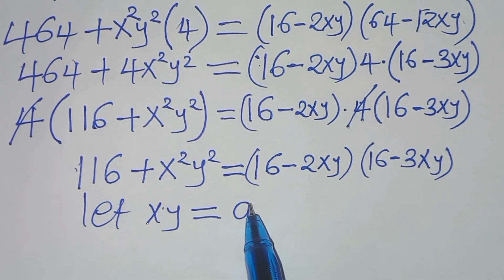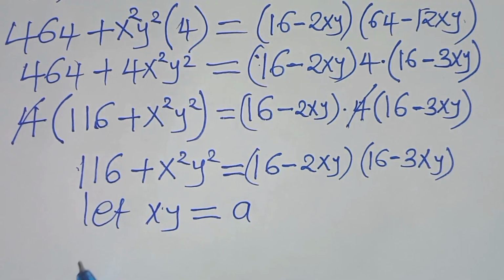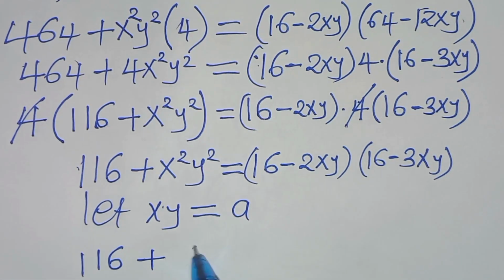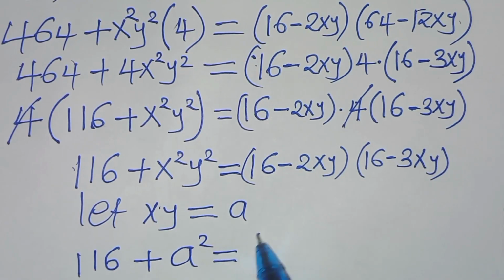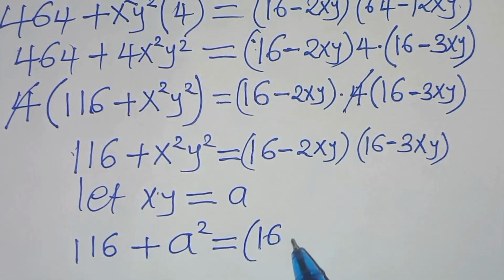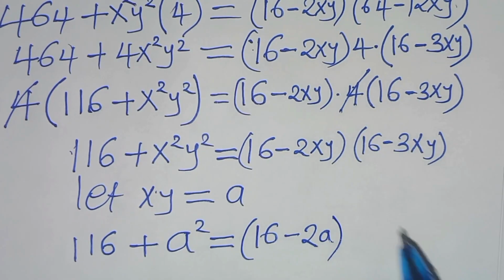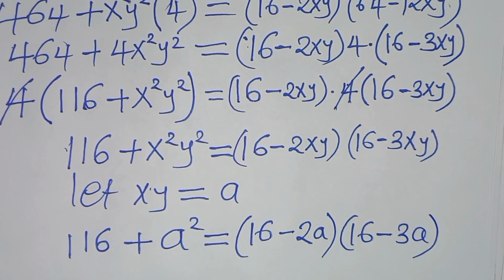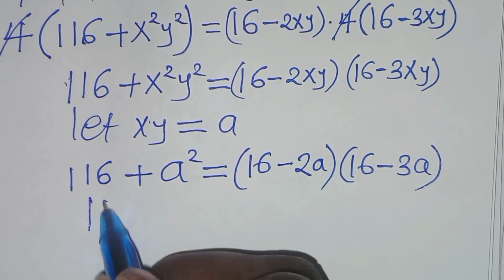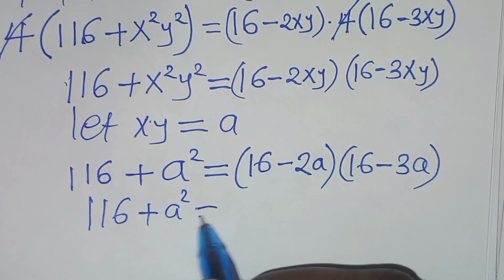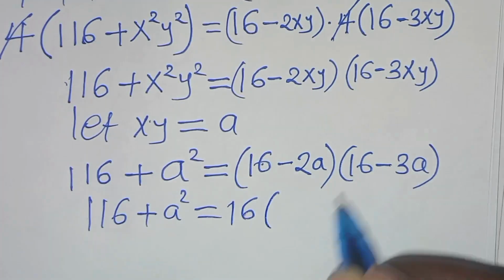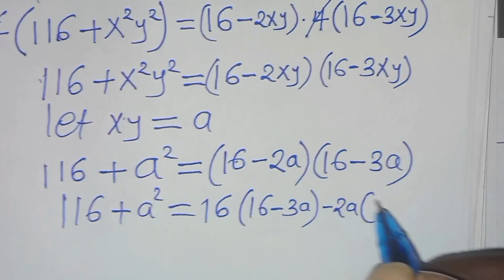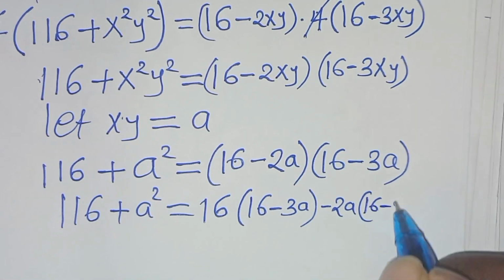Substituting the value of a, this implies that here we have, this is the same thing as 116 plus, now this is x squared y squared, this is a squared, which is equal to 16 minus 2a, then here we have 16 minus 3a. So here we have 116 plus a squared. This is equal to 16 minus 2a multiplied by 16 minus 3a.